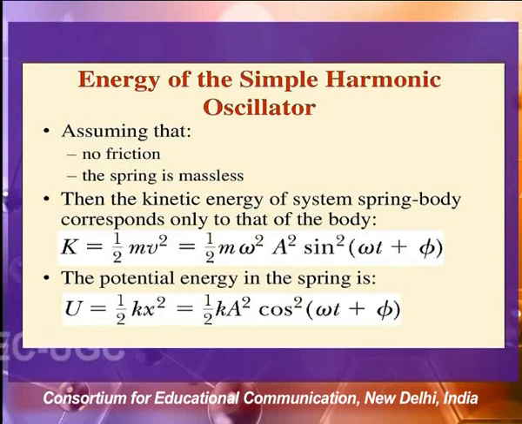Then the kinetic energy of the system, spring and body, corresponds only to that of the body. K equal to 1 by 2 mv square, equal to 1 by 2 m omega square A square sin square (omega t plus phi). And the potential energy in the spring is U equal to 1 by 2 kx square, that is equal to 1 by 2 kA square cos square (omega t plus phi). So here we get two types of energy: the kinetic energy and the potential energy.